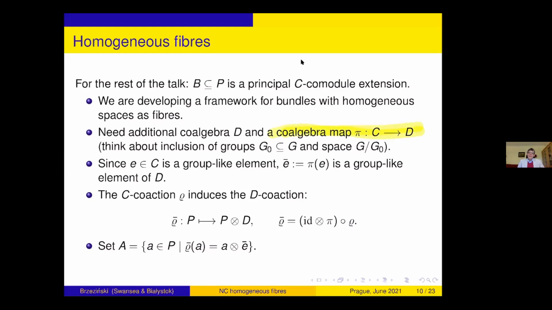And the fixed points, so this induces, as I will explain in a second, a coaction of D on C. I can take the fixed points of this coaction defined in an appropriate way. And this will represent a homogeneous space. Although in this generality, again, the algebra of functions on the homogeneous space will not be an algebra.